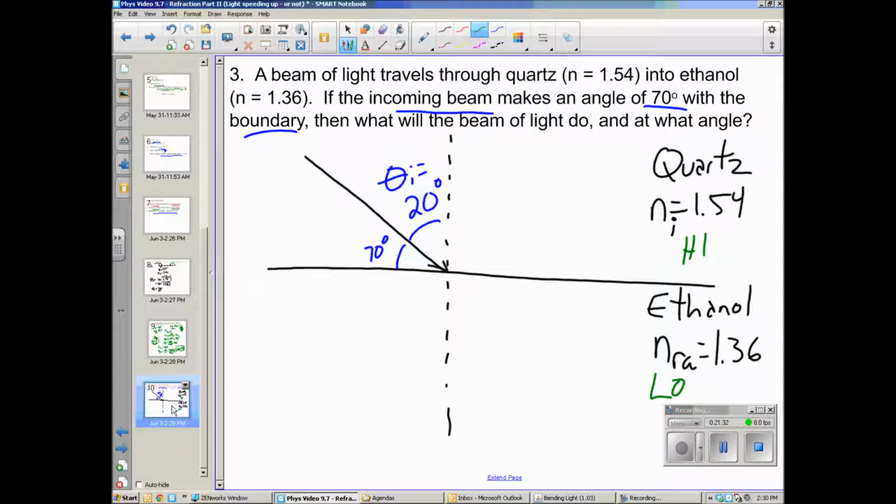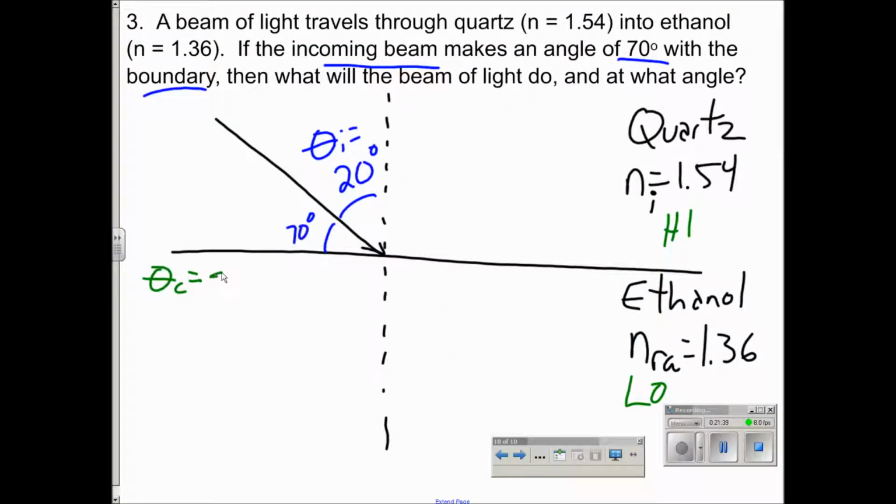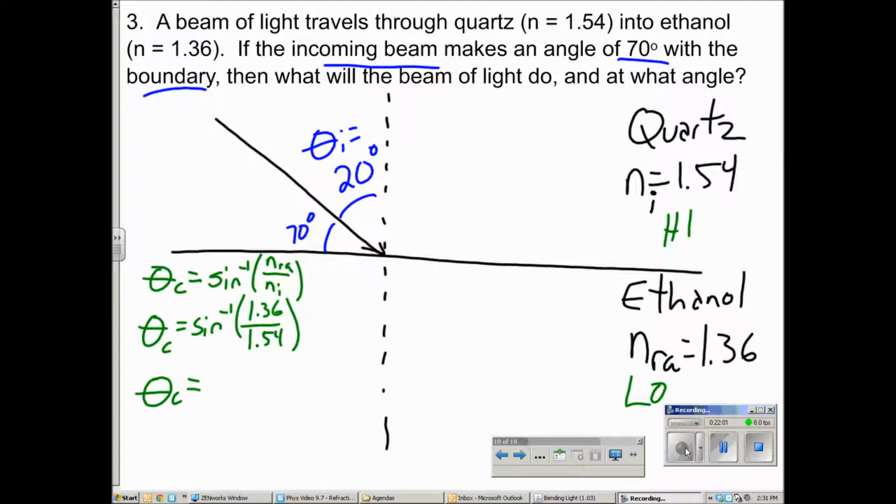So where can I do that? I'm going to do that over here. Critical angle is the inverse sine of NRA over NI. So it's the inverse sine of NRA, which is 1.36, over NI, which is 1.54. Divide it, and you will find that your critical angle is 62 degrees. Okay, so that is that. So we found our critical angle.